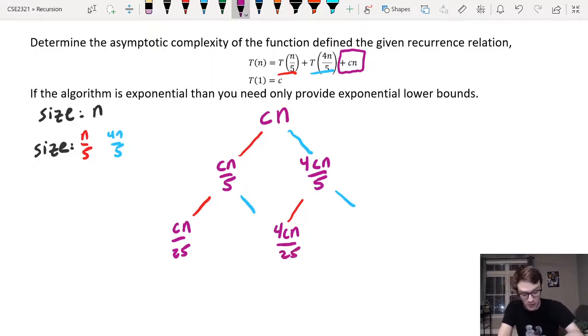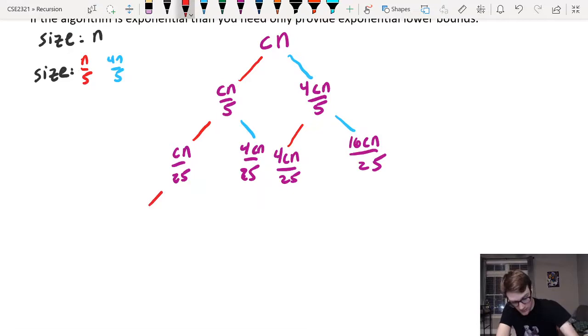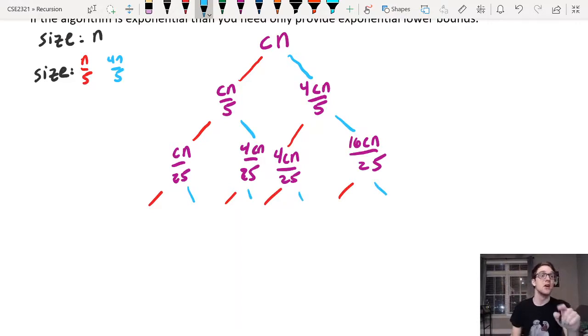Then for the blue path, we're multiplying by 4/5. So here, when I go to the right, I will get 4cn over 25, because I'm going to take cn over 5 and multiply it by 4/5. In this right branch, I'm taking 4cn over 5 and multiplying it by 4/5 and getting 16cn over 25. I will keep doing this process until eventually one of these branches terminates. Because they are lopsided, one of them will terminate before the others.